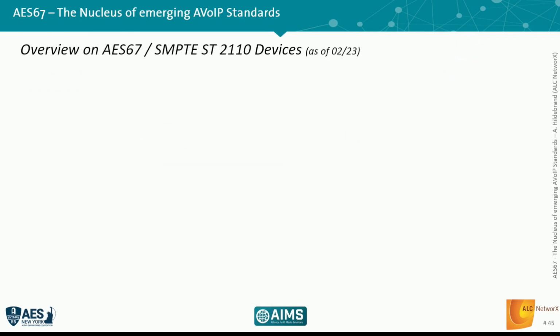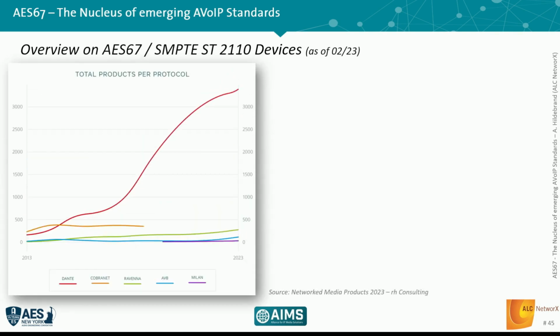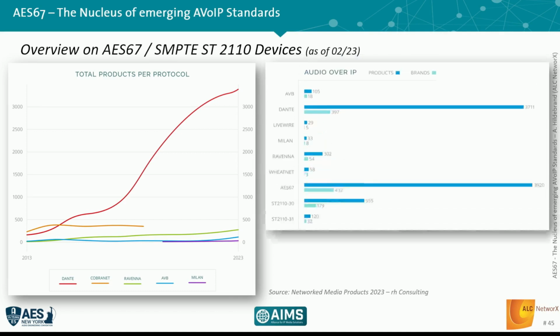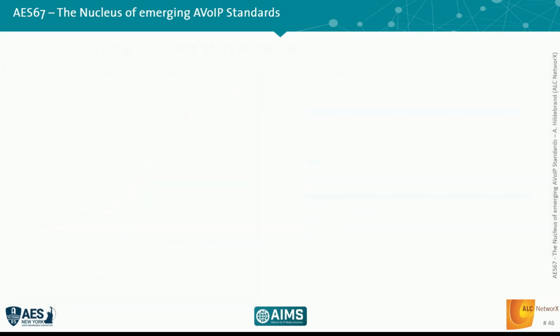Right, just a quick overview on devices existing there. By now we have more than 3,500 AES67 capable devices, most of them because Ordinate adopted AES67 as an operating mode, so because they have the most devices out there, that's the red line here. Just to give you an idea that AES67, even together with SMPTE2110, is really a success story, and lots of devices have adopted this as their audio over IP transport mechanism.